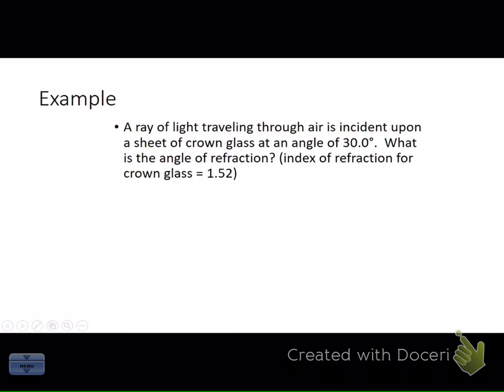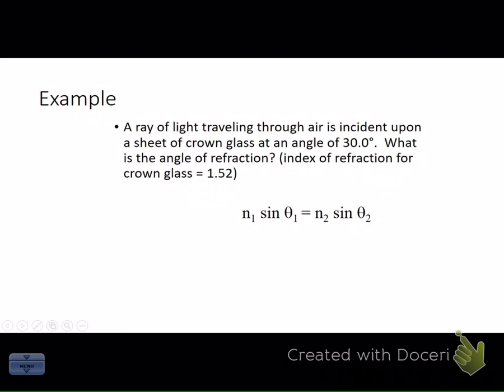So here we have a ray of light traveling through air, incident, remember that's incoming, upon a sheet of crown glass at an angle of 30 degrees. What is the angle of refraction? So as the light passes into this glass, is it going to bend toward the normal, so downward, or is it going to bend kind of upwards away from the normal?